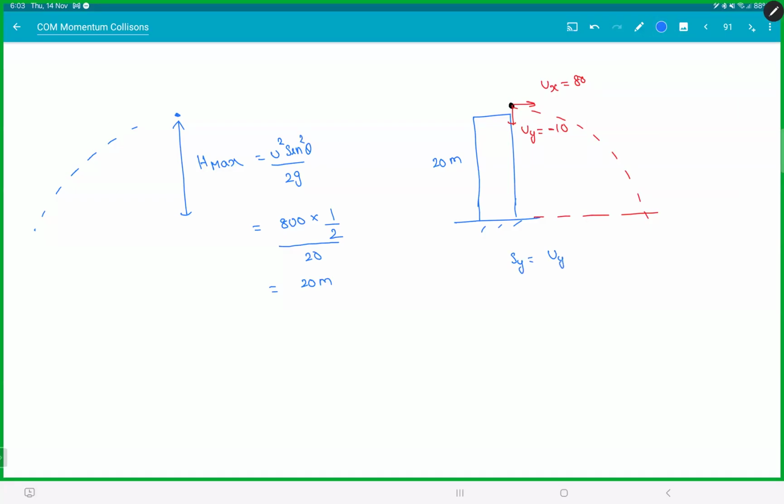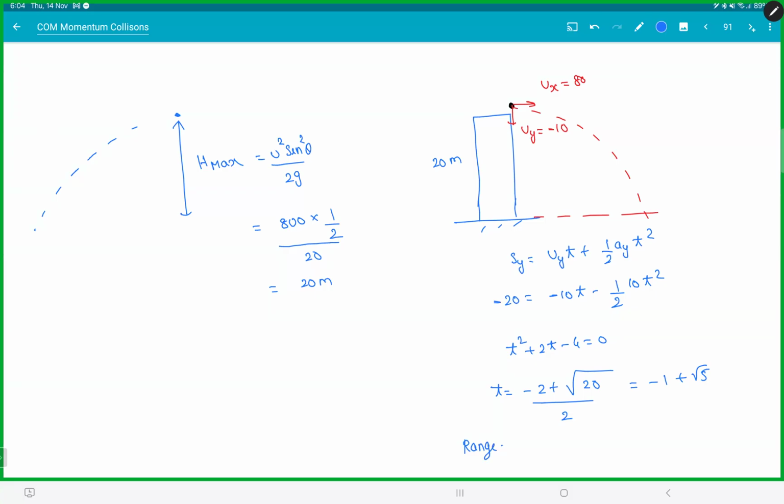S vertical is u vertical time plus half a vertical t square. S vertical is minus 20, u vertical is minus 10, minus half g is 10 t square, 10 will cancel here. This will be t square plus 2t minus 4 equal to 0. Then the time will be minus 2 plus root over b square 4 plus 16, that will be 20 by 2. This is minus 1 plus root 5. That is your time of flight.